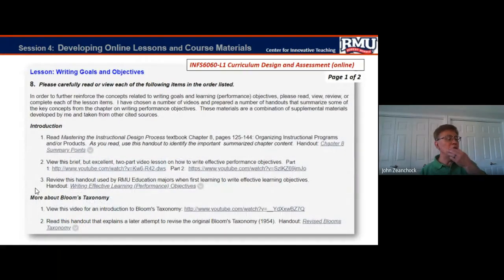Okay, the next example is taken from a different course, Curriculum Design and Assessment. This is a lesson on writing goals and objectives, because not only do we have to learn how to do it as faculty members in higher ed, but so do all my pre-service teachers have to learn how to do it for becoming teachers. They do this on a weekly basis, so this is an extremely important concept for them.